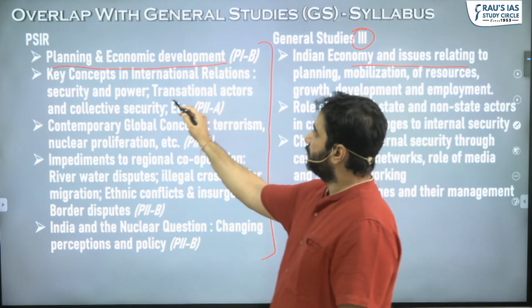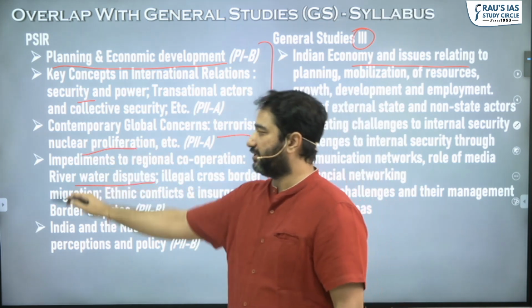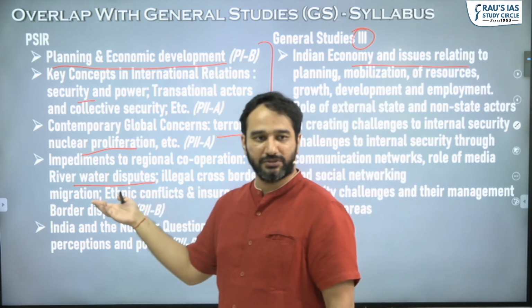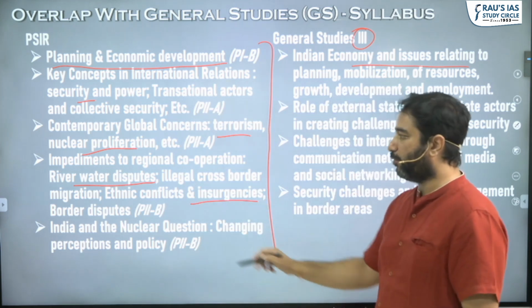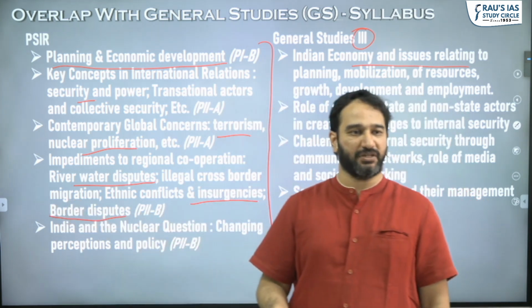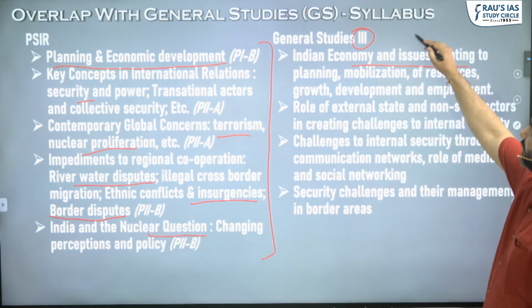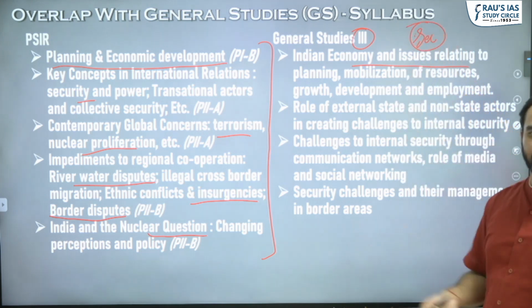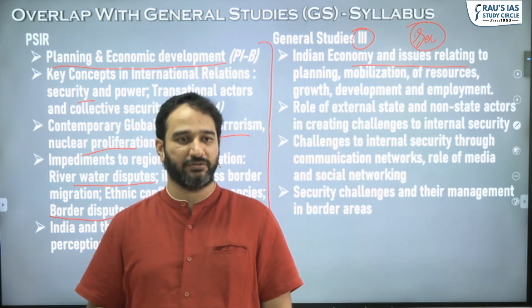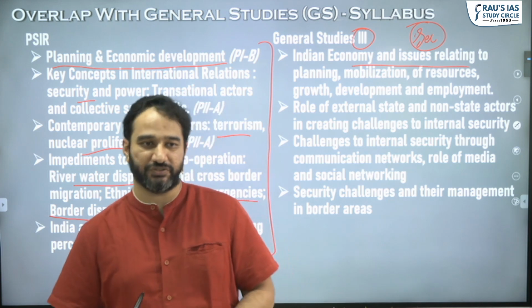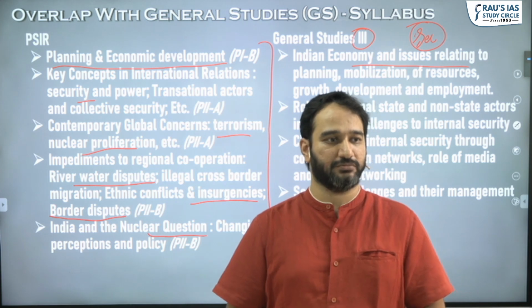It talks about security, terrorism, nuclear proliferation, our regional disputes, like river water disputes, like we've done for Indus water and for Brahmaputra. Insurgencies, ethnic conflicts, border disputes, like we have with China and with Pakistan, and India's nuclear policy. All of this is in PSIR, but you would also find this in security in GS paper 3. India's nuclear policy and our border disputes have been talked about there. Our problems with insurgency in the Northeast and with Maoism have also been taught within GS paper 3.